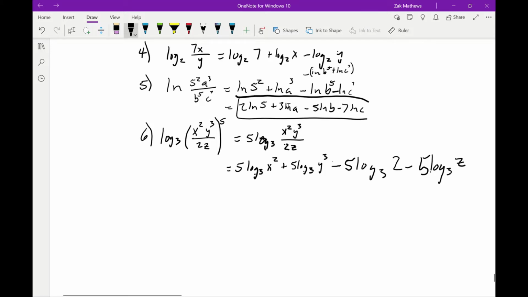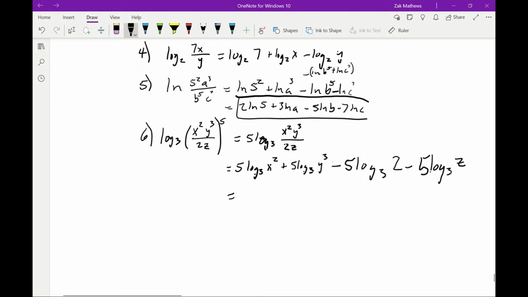So we have our x squared, we have our y cubed. Those are being multiplied there in the numerator, so they're both positives. The 2 and the z were both in the denominator, they're both minus. Notice every single log has the 5 in front because it had the 5 in front here. The 5 was a common exponent, and then we've broken apart our 4 different factors.